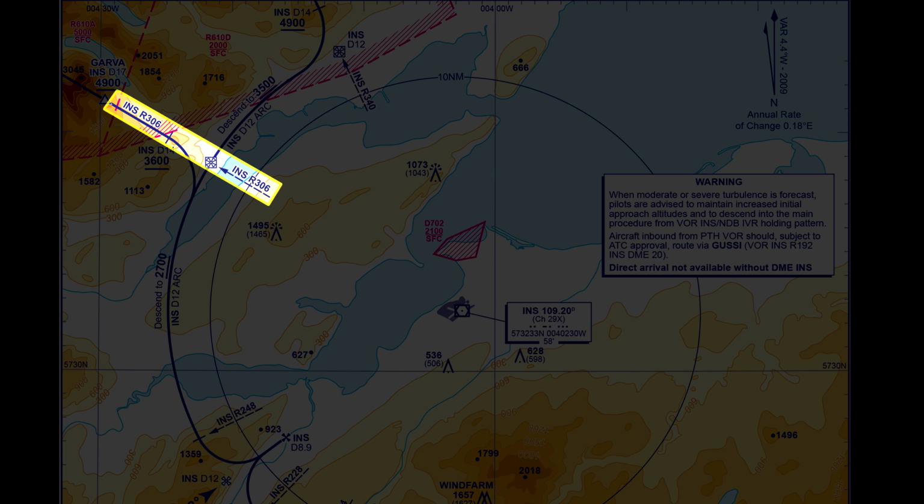Now the next part of the approach is to turn onto the arc. On the chart, there's a little mark here which indicates that at 14 nautical miles, that's the point that we begin the turn to join the arc. Also note that we need to be at or above 3,600 feet as well. So let's jump into the plane so you can see this approach in action up to this point.